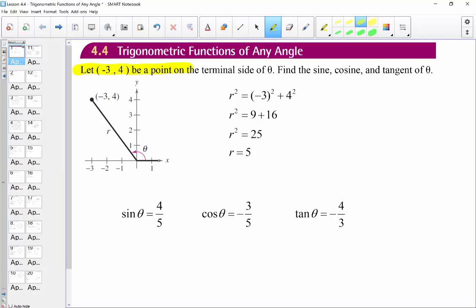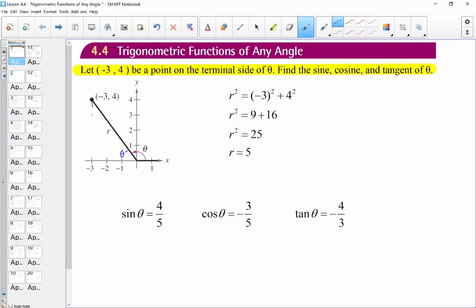Let (-3, 4) be a point on the terminal side of theta. Find the sine, cosine, and tangent of theta. The first thing we need to do is locate our reference angle, theta prime. Our reference angle is located between the terminal side of theta and the x-axis, located here.